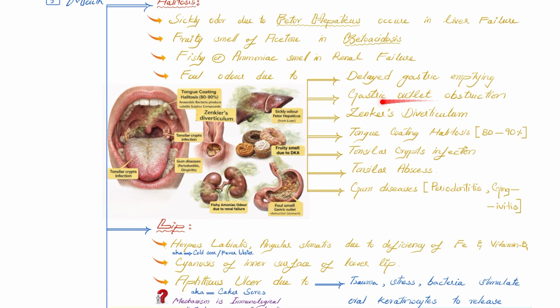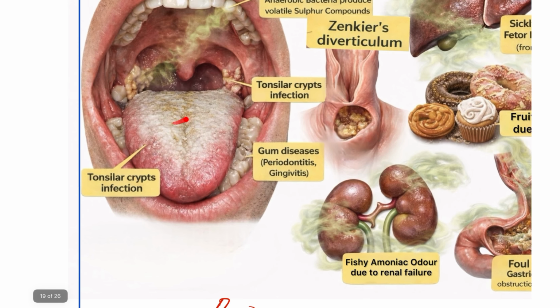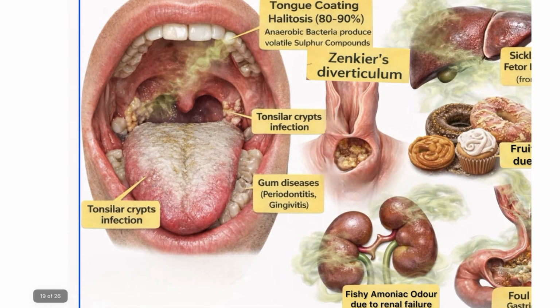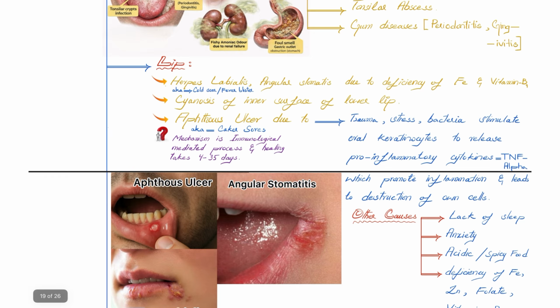gastric outlet obstruction like in adult pyloric stenosis, Zenker's diverticulum, and then tongue coating halitosis, which is 80 to 90% of the cases, and it occurs when the dorsum of tongue is being covered by anaerobic bacteria, and these bacteria produce volatile sulfur compounds. Then halitosis can occur because of tonsillar crypt infection or tonsillar abscess, and some gum diseases like periodontitis or gingivitis. Then do the examination of lips.